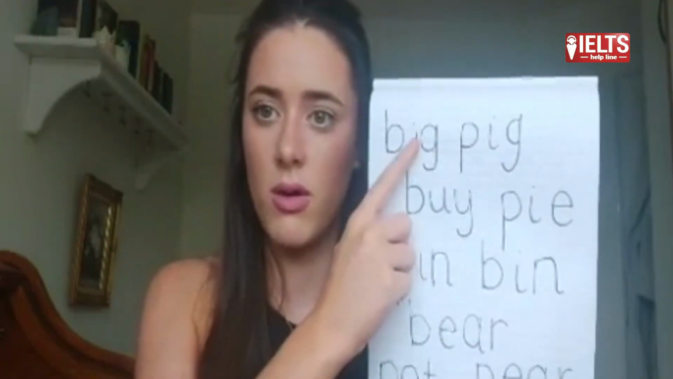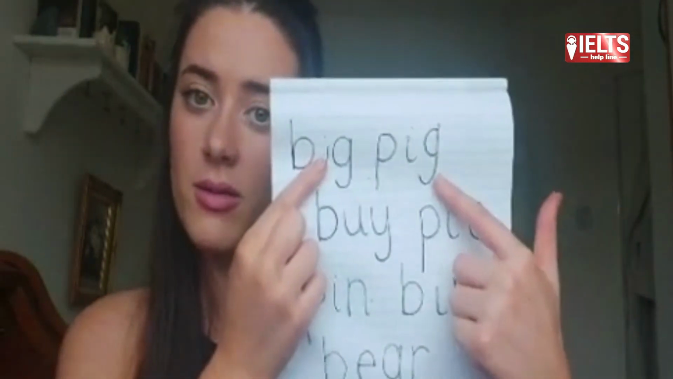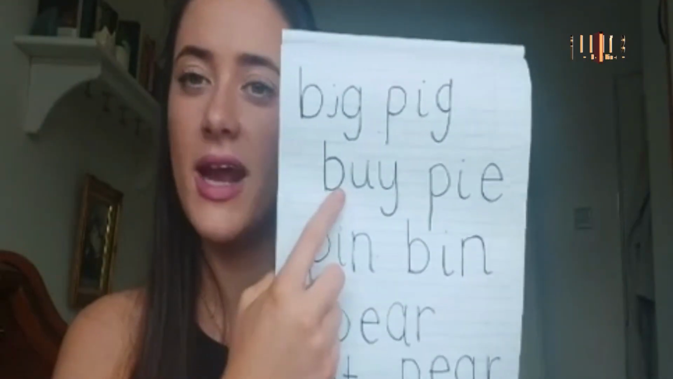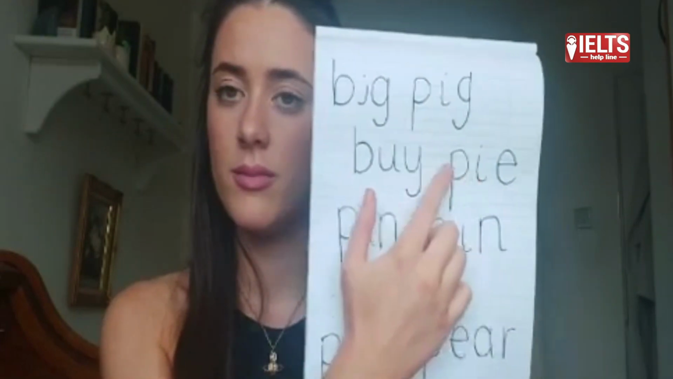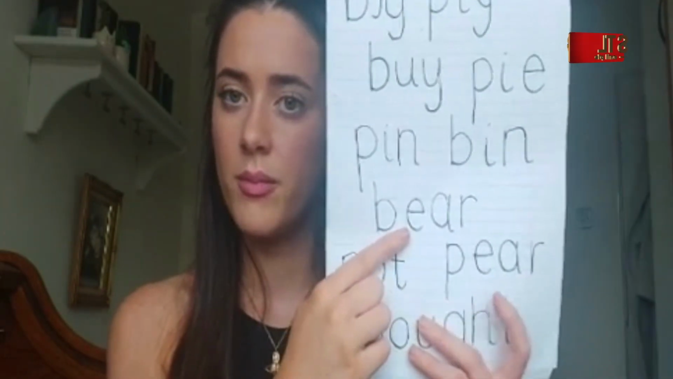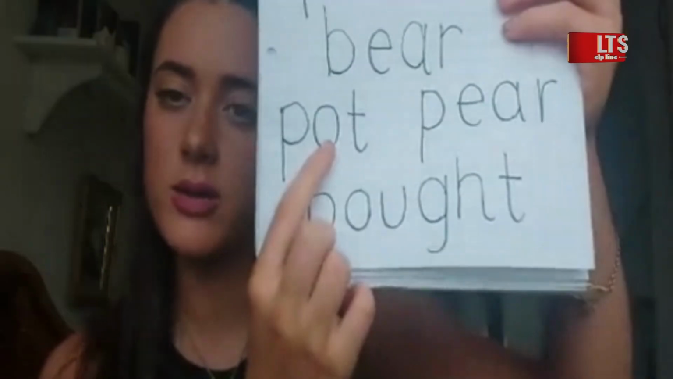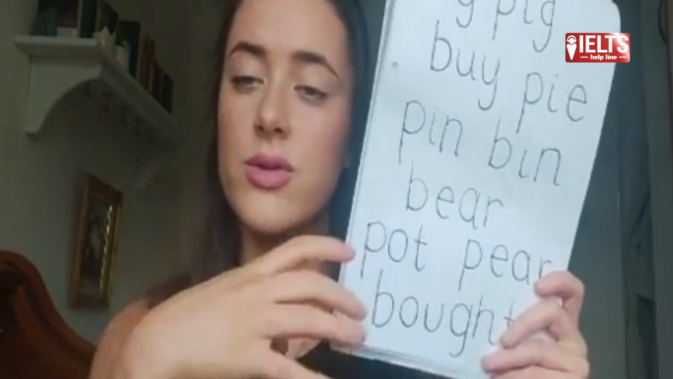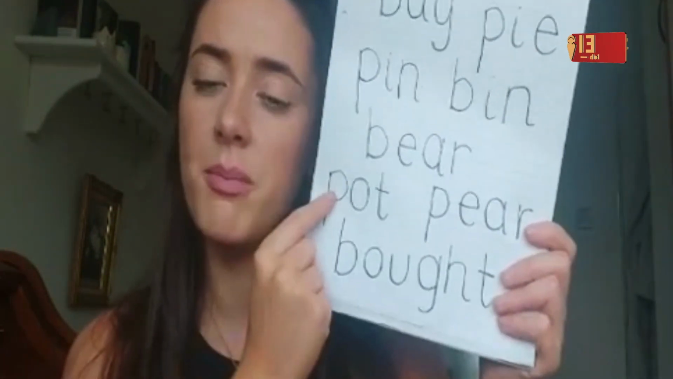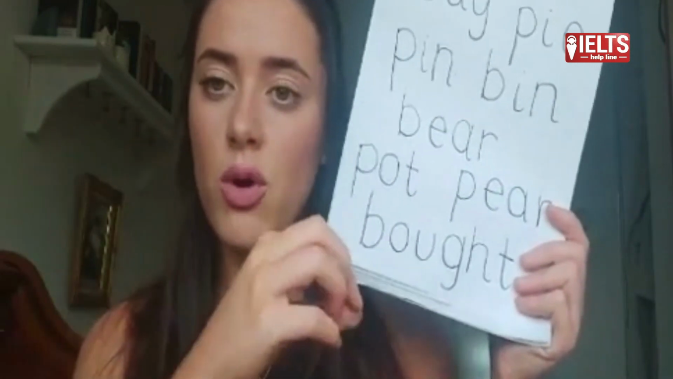So we'll start with some more basic ones. Oh, that one's going to be the wrong way, so you'll just have to ignore that bit. But we have at the top big and pig. The next one is buy, pie. Then we have pin, bin. Bear, pear. And then the last ones that we have are pot and bought. Again, these two are very easily mixed up because those sounds are so similar. So if you said pot and bought, it's not pronounced bought, it should be bought. So it's that draw out that sound, bought, as if it was spelt like this.